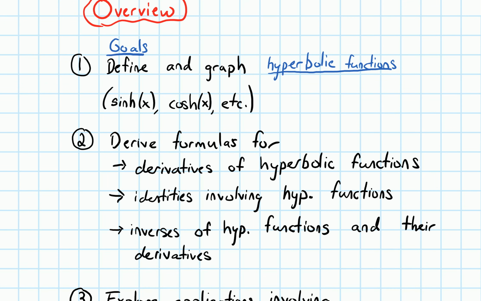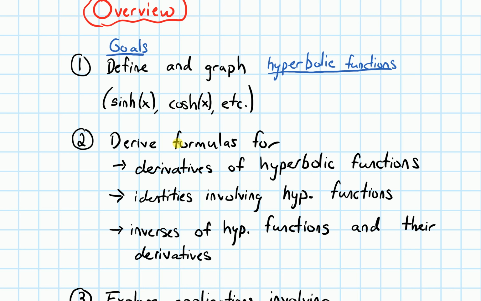Okay, so in this section, our first goal is we're going to define and graph what are called hyperbolic functions. So for example, we're going to look at things called hyperbolic sine of x, which is written sinh of x, and then hyperbolic cosine of x, and that's written cosh of x, etc. So there's going to be hyperbolic tangent, hyperbolic secant, and so on and so on.